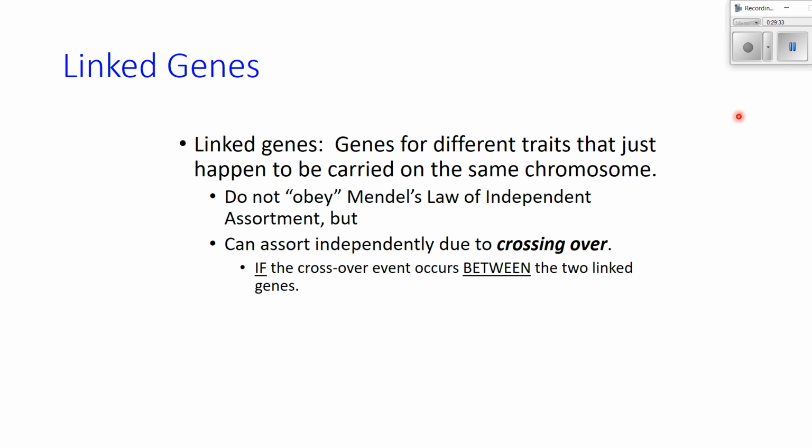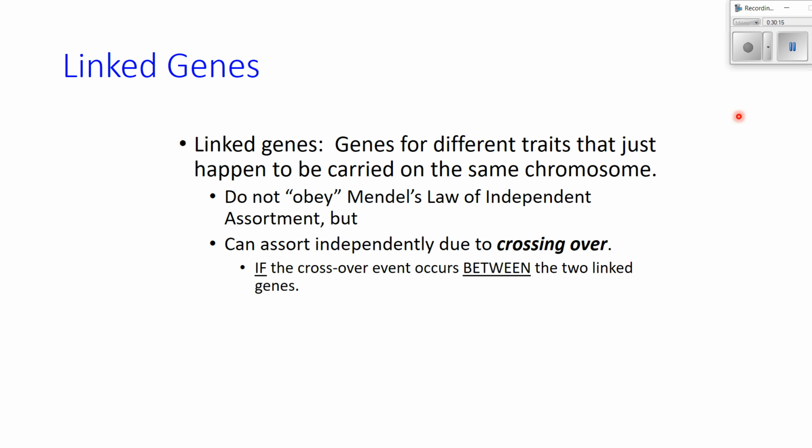So if the breaking point where the switch happens between two chromosomes occurs between the two linked genes, then they will assort independently. They will follow the law of independent assortment. And Morgan was a pretty smart guy. He figured out that this is a useful way to determine how close together linked genes are. If they're sitting on the same chromosome, are they really, really close together? Or are they spaced out on opposite ends of that chromosome?